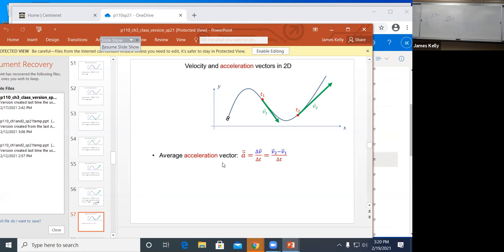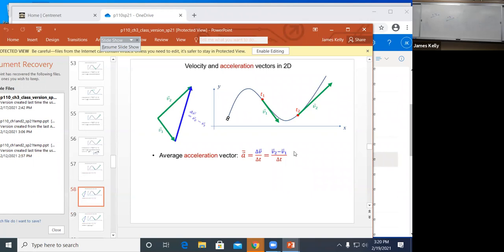And to calculate the average acceleration, just like average velocity was delta r over delta t, displacement divided by time, acceleration is the change in velocity over the change in time. And the change in velocity is just the final minus the initial velocity, or v2 minus v1 here.